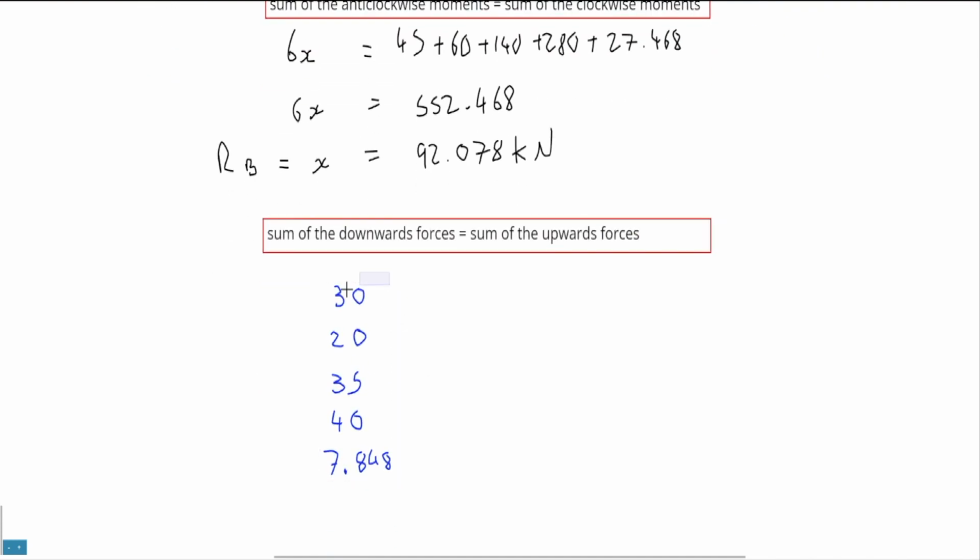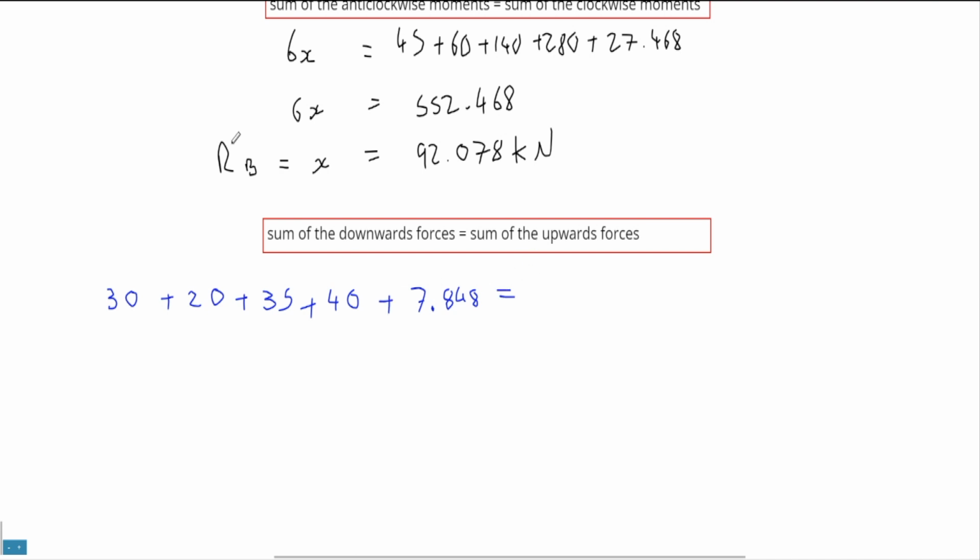Okay, sum of downwards forces. So it's the 30, the 20, the 35, the 40, and the 7.8. These are all the downwards forces. Let's put a plus in between them. Now the sum of the upwards forces is literally the reaction force at A plus the reaction force at B. And we just found the reaction force at B, so I'm going to remove that and pop it in here. Everything's in kilonewtons, so we're all good to go.